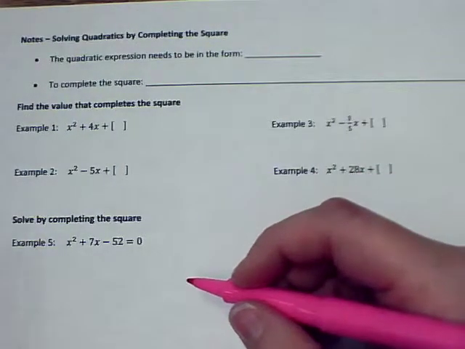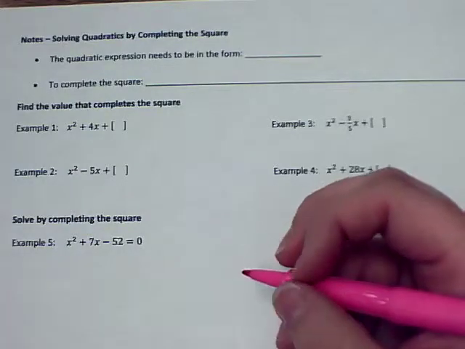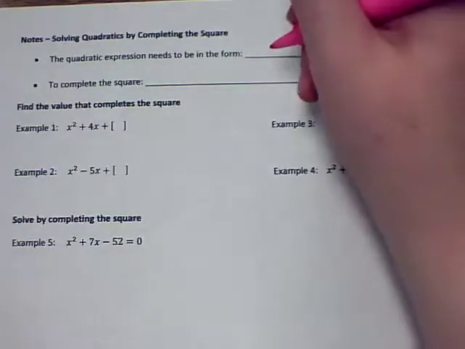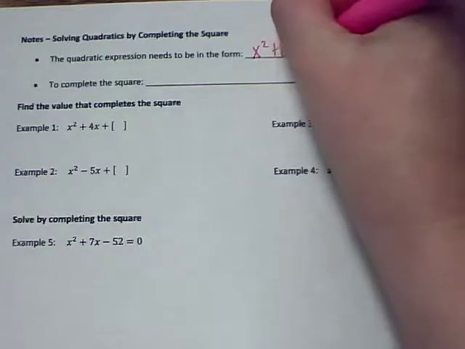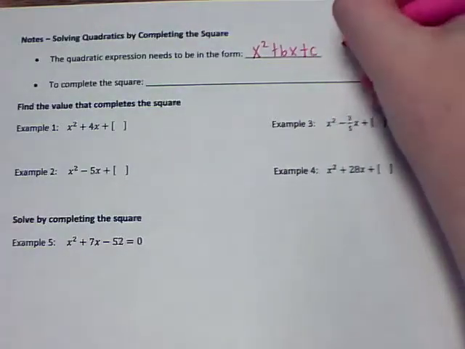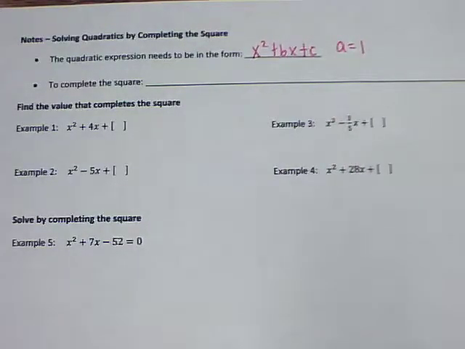All right, in order to solve quadratics by completing the square, your quadratic expression needs to be in the form x squared plus bx plus c. So your a value is always going to be 1 in this type of solving.